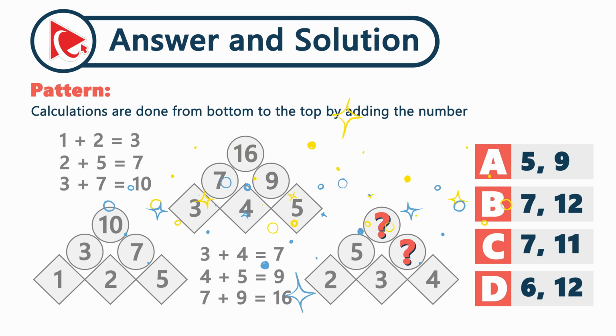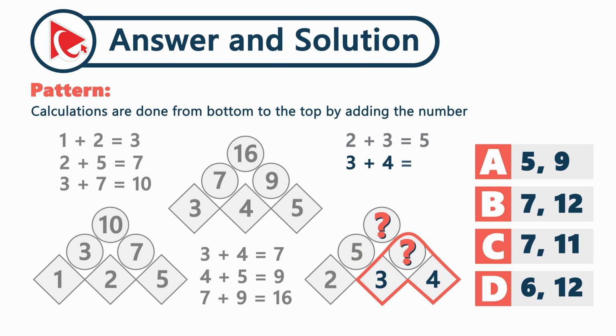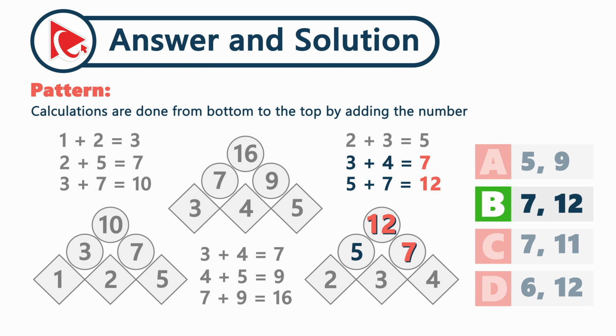And now is the magic time to calculate the missing number. 2 plus 3 equals 5. 3 plus 4 equals 7. And that's the first missing number. And 5 plus 7 equals 12. So the correct answer here is choice B, 7 and 12.